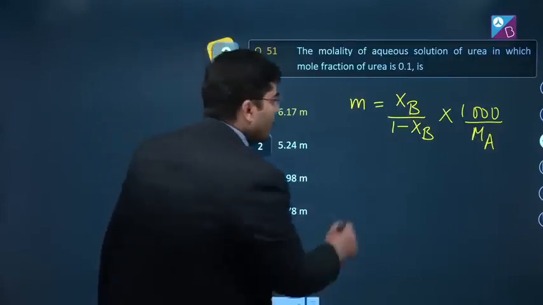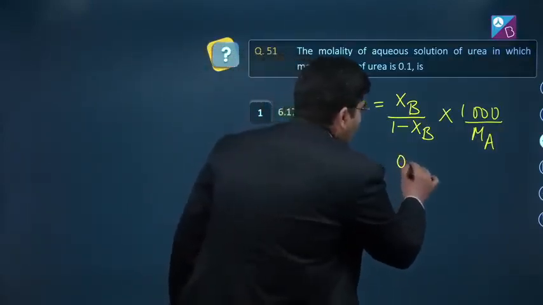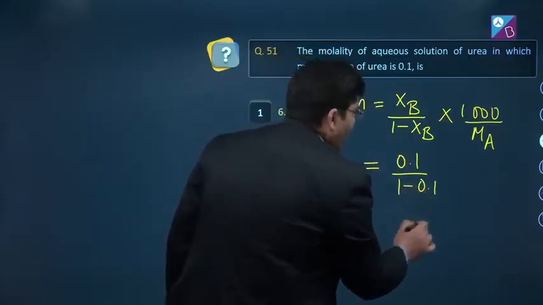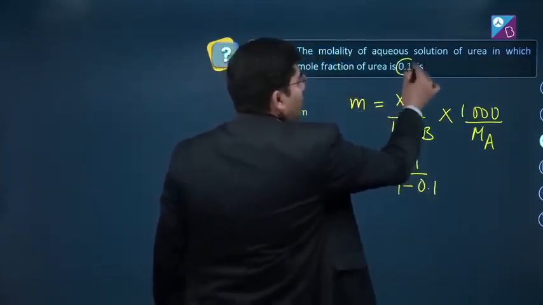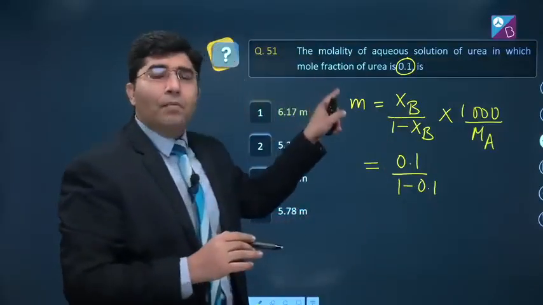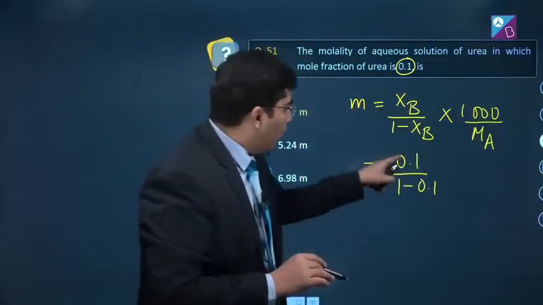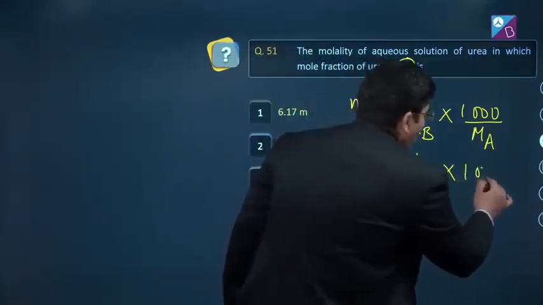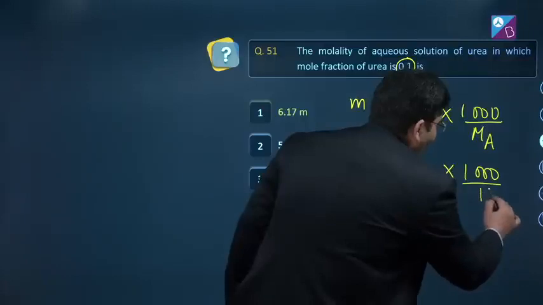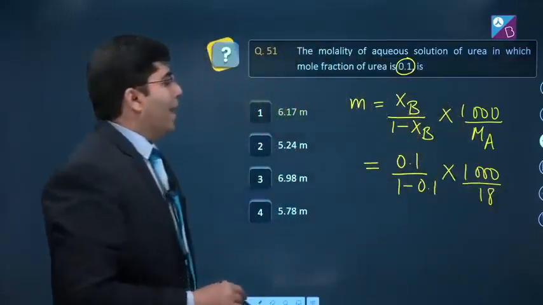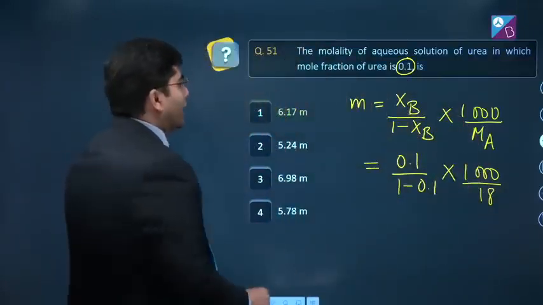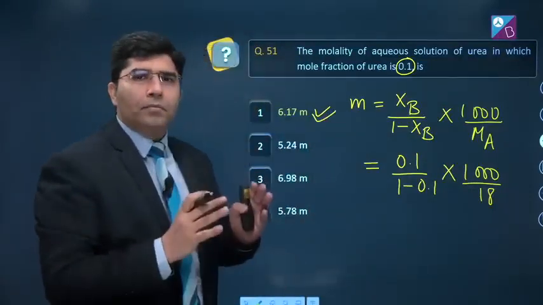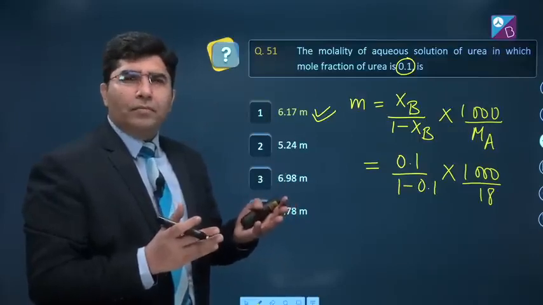तो क्या करेंगे हम लोग इसमें? Values put करेंगे. This is 0.1 divided by 1 minus 0.1. Now this 0.1 is given to us here. हमको 0.1 given है यहाँ पर, मोल फ्रैक्शन है, तो 0.1 divided by 1 minus 0.1 multiplied by 1000 divided by 18, right? And when you solve it, you will get the answer, that is 6.17 मोलल.